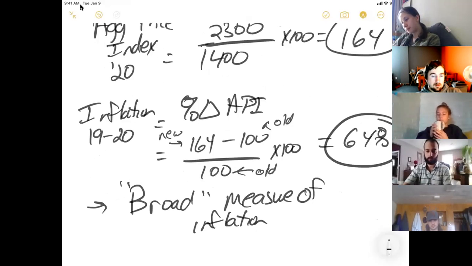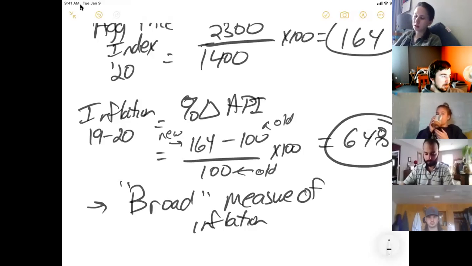Sometimes economists call this a broad measure of inflation. And what do we mean by a broad measure? This is including a lot of goods, right? This is including everything in GDP. So yeah, there's a lot in here, right? There's a lot in this. It's a very broad measure of GDP.